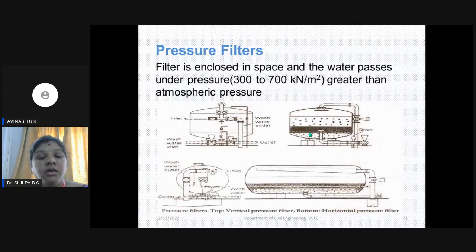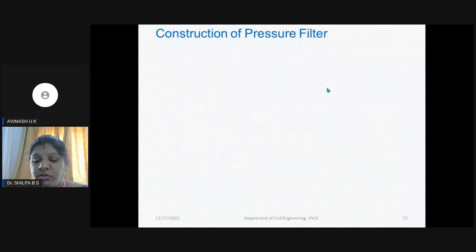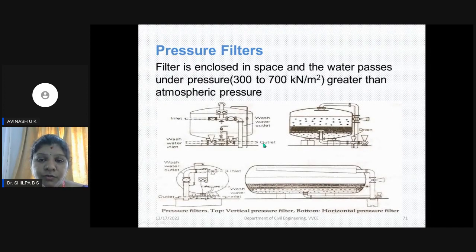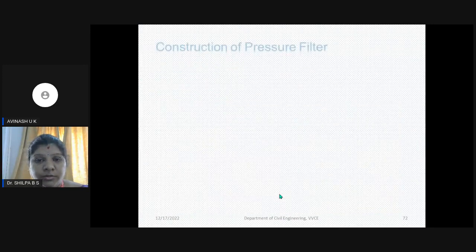Pressure filter, as I told you earlier, is a filter which is enclosed in a space and the water passes under pressure. The pressure of the water is maintained at about 300 to 700 kilonewton per meter square, which is greater than the atmospheric pressure. These are the two configurations of the pressure filters, vertical and horizontal, which are generally used in swimming pools. Wherever the space is less, they will go for the vertical orientation. If enough space is there, then they will go for the horizontal.